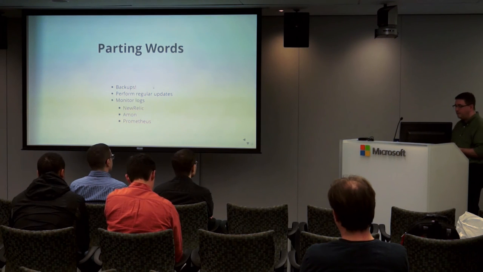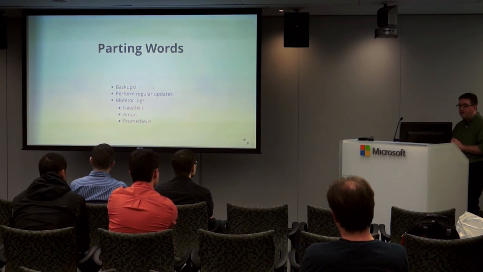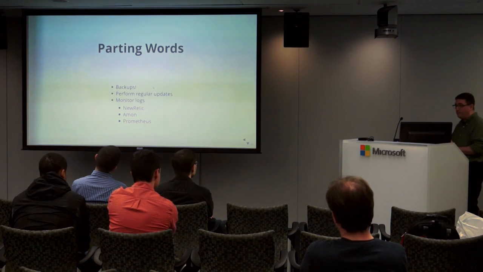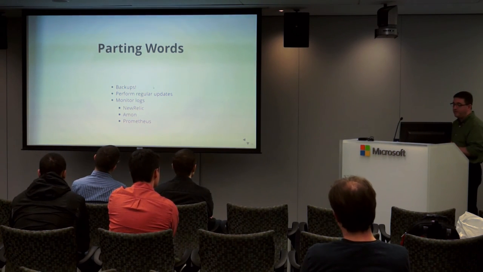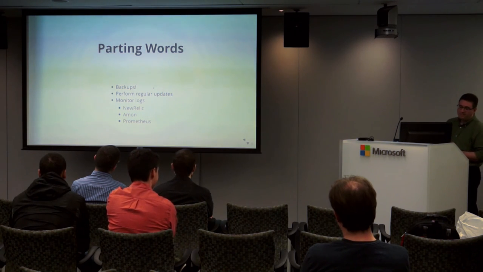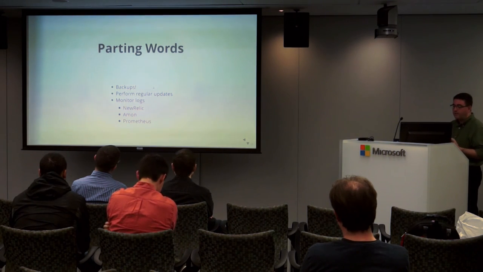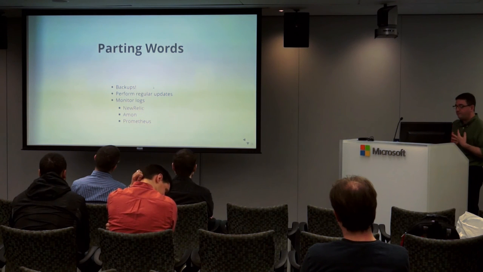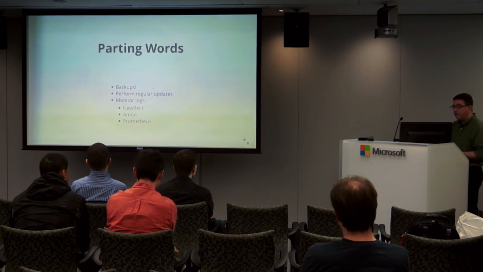You don't need to use a third party to do that, but I've given some options as well. Of the three, New Relic is the one I've had the most experience with, but showing only one is favoritism. I don't want to do that. New Relic, Amon, and Prometheus are all free. Prometheus is open source, and that's by the SoundCloud guys for monitoring. Amon and New Relic have both a free and a paid version as well.